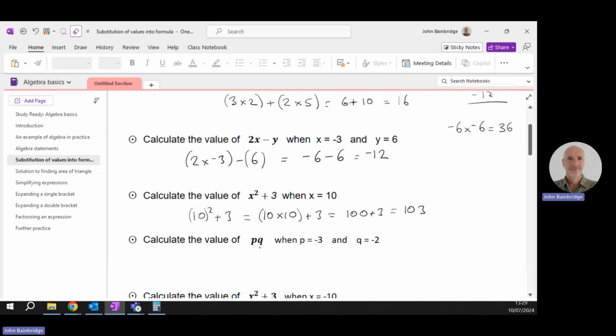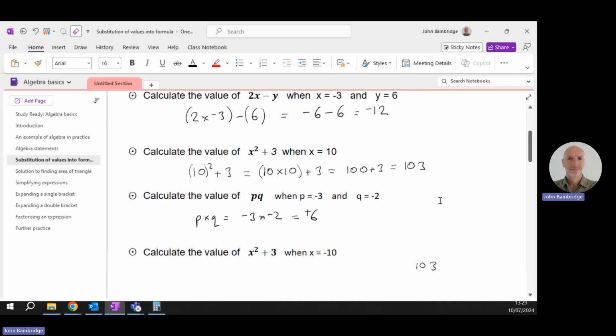What about this one here, PQ? PQ just means P times Q. So that's minus 3 times minus 2. As I said before, 2 minuses make a plus when you multiply them together. 3 2s are 6, so it's plus 6. I'll put a plus in there just to emphasize it's a plus.